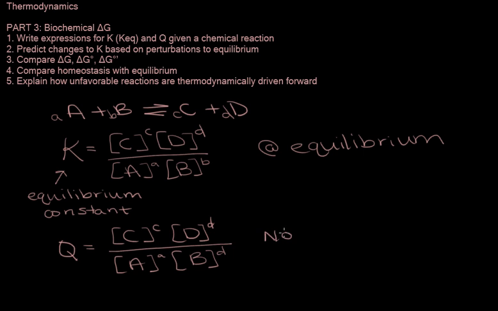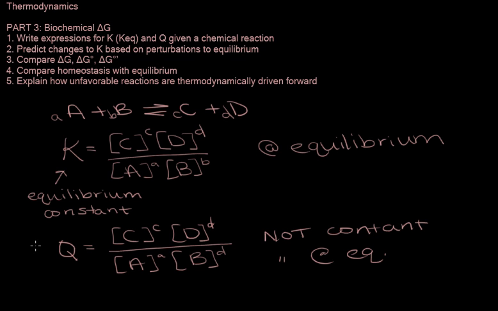So this is not a constant, and this is also not at equilibrium. So that's really the difference here. Otherwise, the expressions themselves are the same. We just use a different symbol to show that this is a constant, this is not. You'll have to calculate this at each moment in time.